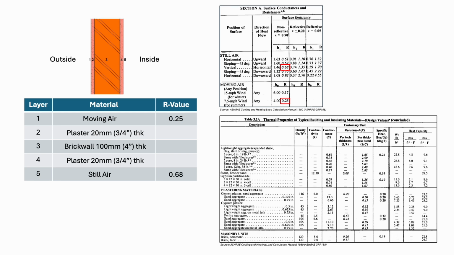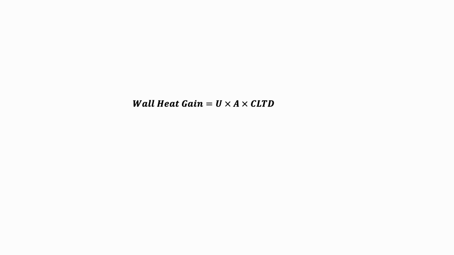We refer to this table for the wall material. The R value for 20mm cement plaster is 0.15 and the R value for common brick is 0.2 per inch. Since our brick wall is 4 inches, the R value is 0.8. With that, the total R value is 2.03 and the overall U value is 0.49. Now, the wall heat gain formula is U times A times CLTD. U value is 0.49, wall area is 202 square feet, and now we need to find the CLTD.